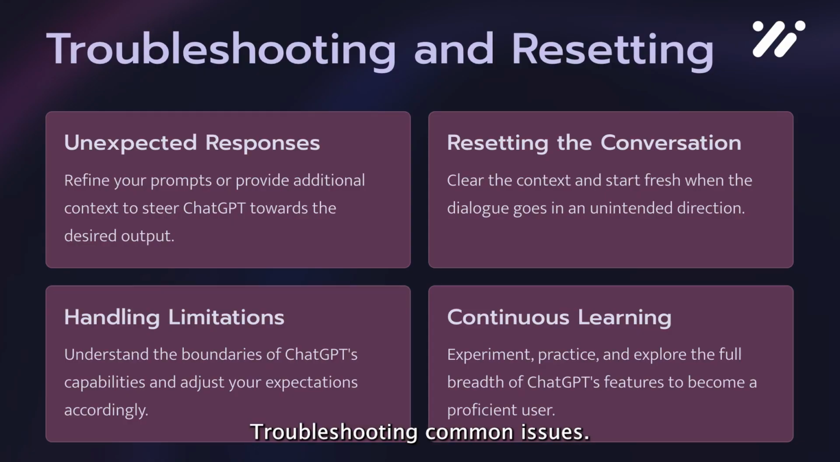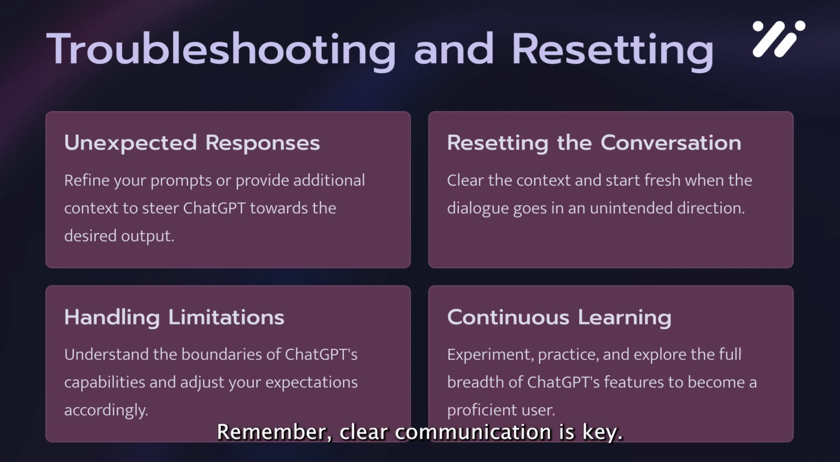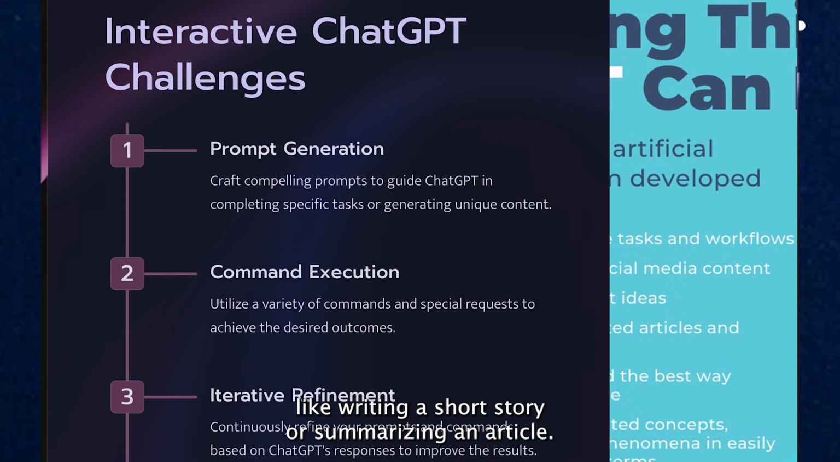Troubleshooting common issues. Encountering unexpected responses, refine your prompt, or add more context. If the conversation veers off course, don't hesitate to reset and start fresh. Remember, clear communication is key. Are you ready for a challenge? Use a set of commands to achieve specific outcomes, like writing a short story or summarizing an article. It's a fun way to learn the nuances of commanding ChatGPT.